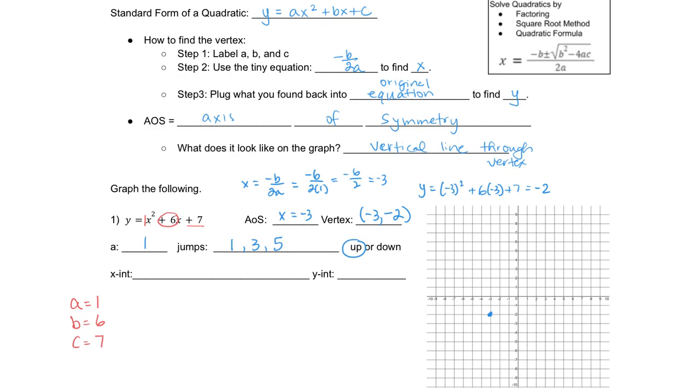And I know that my parabola should be opening up because my a value is positive. So I can plot my graph with just this information. So from my vertex, I'm going to go up 1, to the right 1, and put a point here.